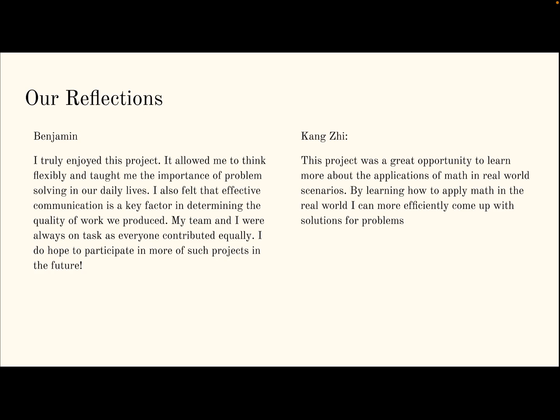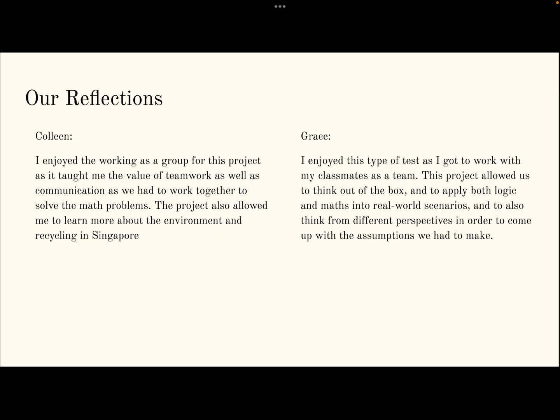This project was a great opportunity to learn more about the applications of math in real-world scenarios. By learning how to apply math in the real world, I can more efficiently come up with solutions for problems. I enjoyed working as a group for this project as it taught me the value of teamwork as well as communication as we had to work together to solve the math problems. This project also allowed me to learn more about the environment and recycling in Singapore.